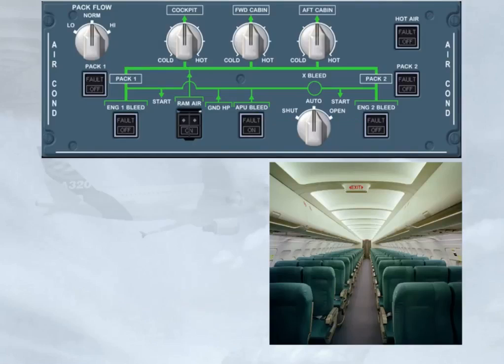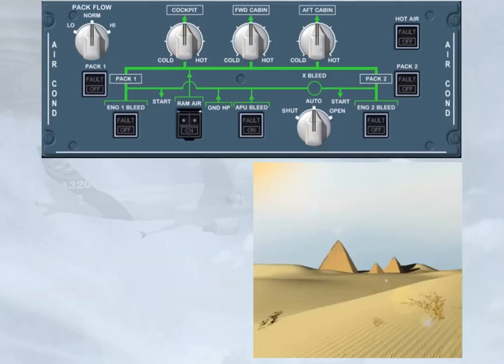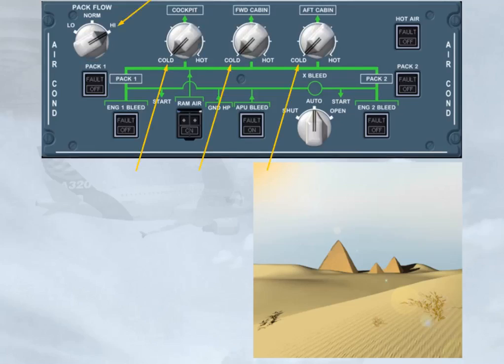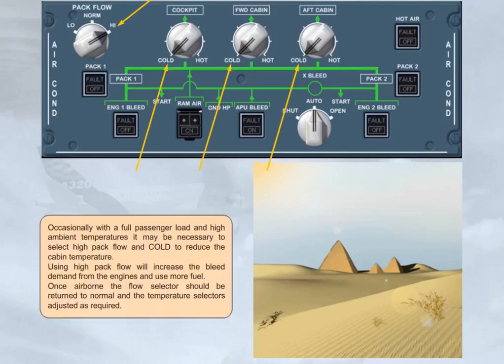In case of low passenger numbers, the pack flow selector can be set to low. This will reduce the engine bleed air consumption and therefore save fuel. Occasionally, with a full passenger load and high ambient temperatures, it may be necessary to select high pack flow and cold to reduce the cabin temperature. Using high pack flow will increase the bleed demand from the engines and use more fuel. Once airborne, the flow selector should be returned to normal and the temperature selectors adjusted as required.